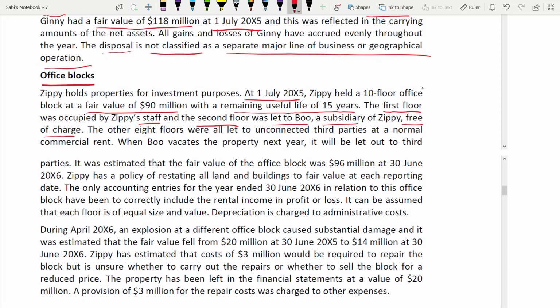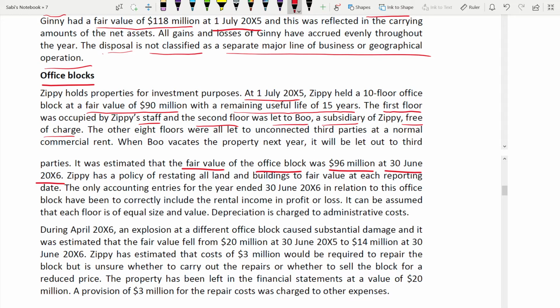So it was estimated that the fair value of the office block was 96 at 30th June 2006. Now Zippy has a policy of restating all land and buildings to fair value at each reporting date. That means revaluation of land and buildings, so they follow the revaluation model. The old accounting entries for the year ended 30th June 2006 in relation to this office block have correctly included the rental income in P&L. It can be assumed that each floor is of equal size and value. Depreciation is charged in administrative cost.